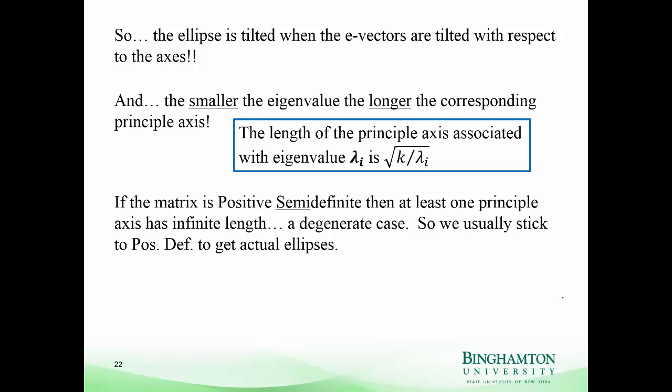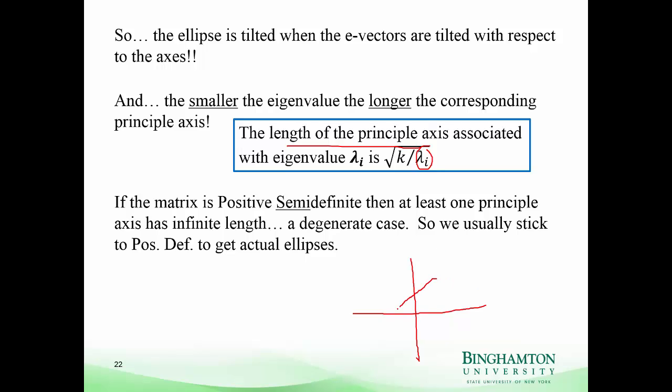So you can then pick the smaller eigenvalue to give the longer principal axis and so on. So if the matrix turns out to be positive semi-definite, what happens? At least one of these is going to be 0. And so the length of one of the principal axes goes to infinity. Well, what would an ellipse in 2D look like with one eigenvalue that's not 0 and one eigenvalue that's 0? Here's our axes. What would it look like?